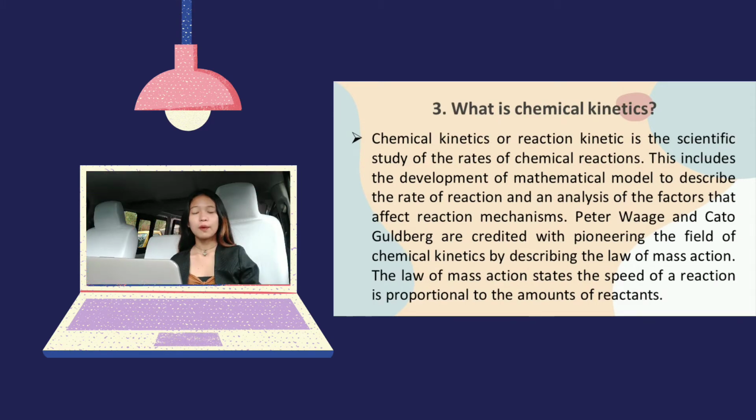Question number 3. What is chemical kinetics? So chemical kinetics, or reaction kinetics, is the scientific study of the rates of chemical reactions. This includes the development of mathematical models to describe the rate of reaction and an analysis of the factors that affect reaction mechanisms. So Peter Waage and Cato Guldberg are credited with pioneering the field of chemical kinetics by describing the law of mass action. The law of mass action states the speed of a reaction is proportional to the amounts of the reactants.